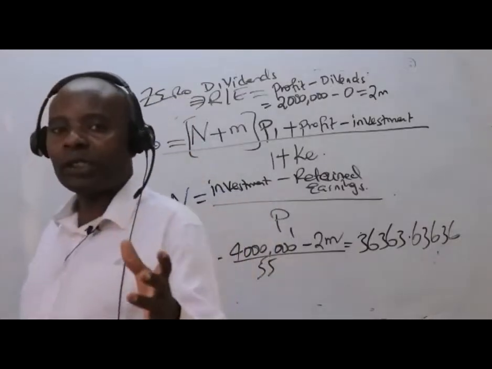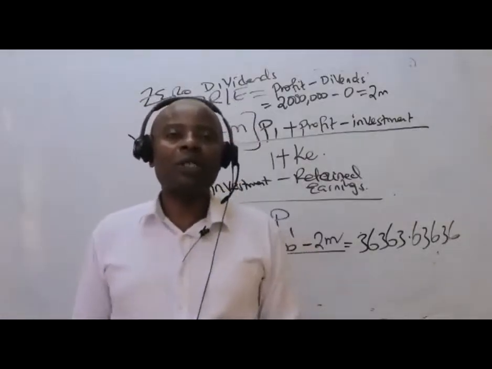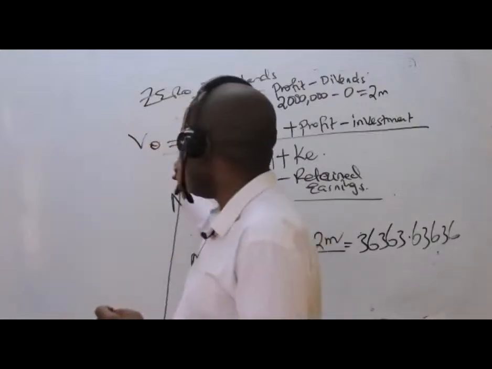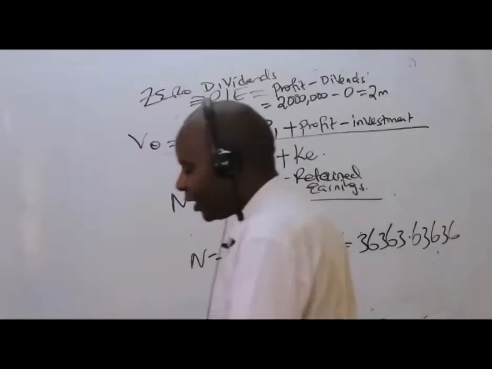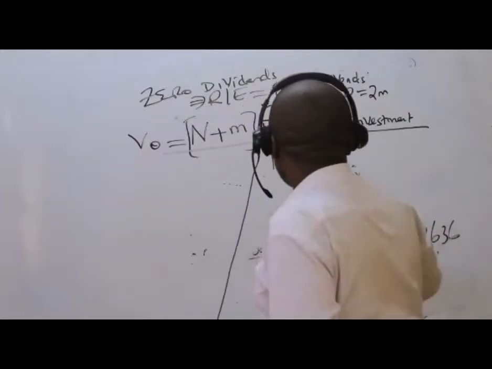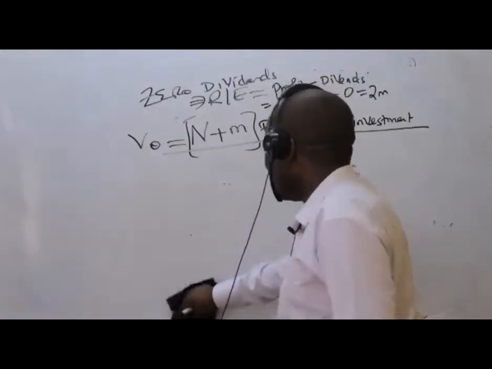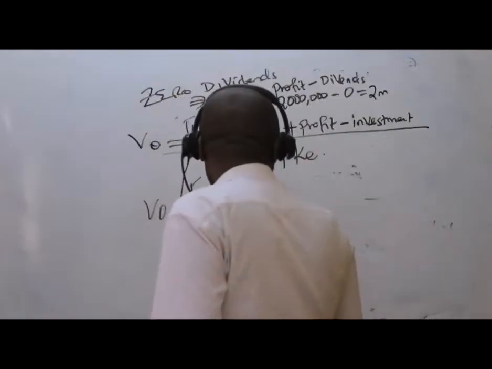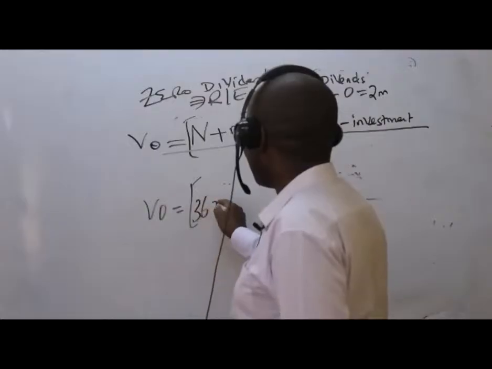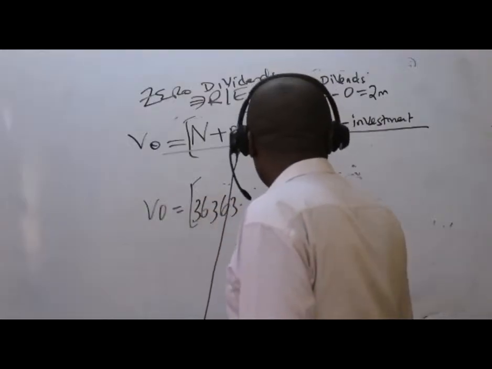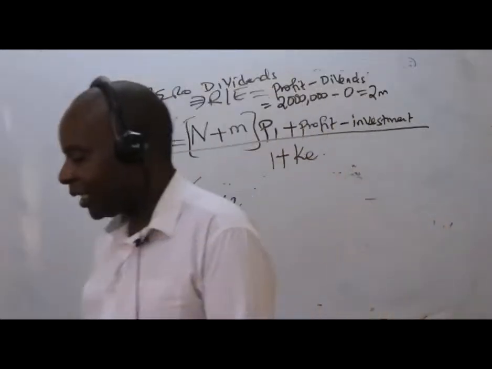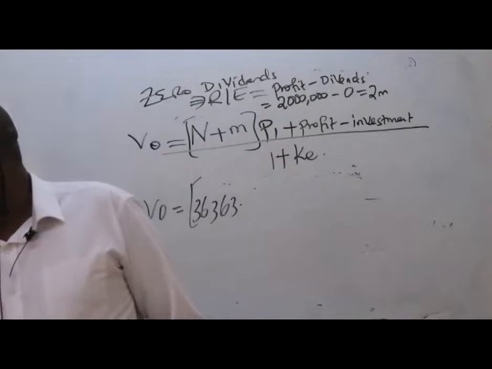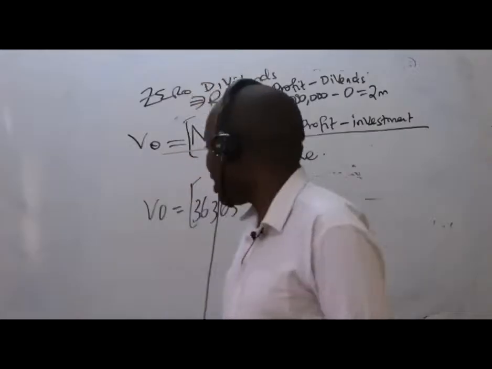So, ladies and gentlemen, having gotten that, my work will be about plugging in the formula, the figures that I have. Now I have everything. So my V0 here will be equal to the n that you gave me, this 36,363.63, let me just read it again, 636.